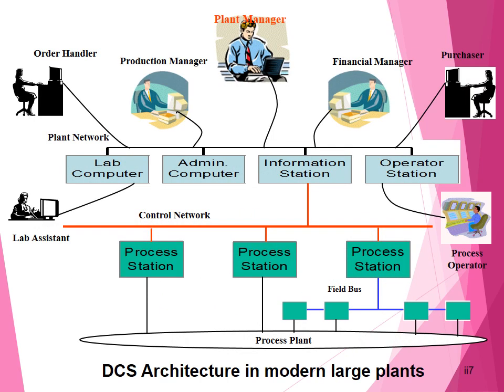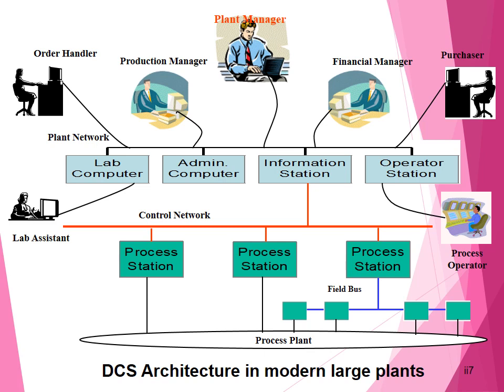This is the most modern architecture of DCS system in any process plant. Now you see at the bottom we have shown this process plant. Then the sensors which are field bus compatible are connected to process station. Regular sensors are also connected to process station through input modules.